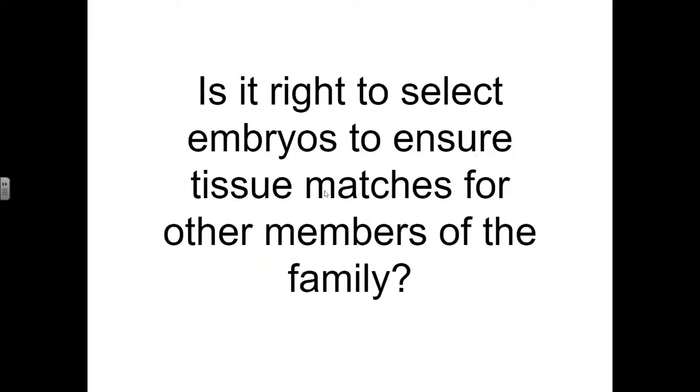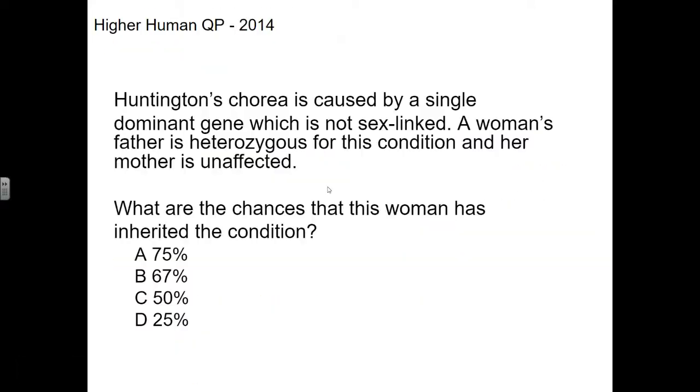We quickly go through some examples. Huntington's chorea is caused by a single dominant gene, and it's not sex-linked. So you now immediately decide that you can forget all that stuff about X's and Y's. A woman's father is heterozygous. So we're now picturing a big letter, for example, big H and small h.